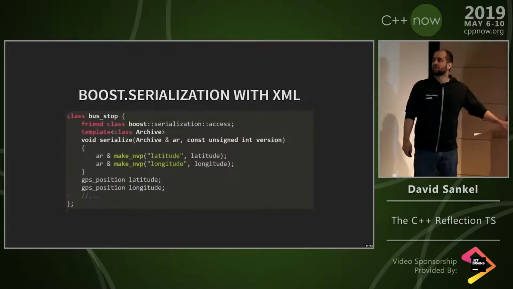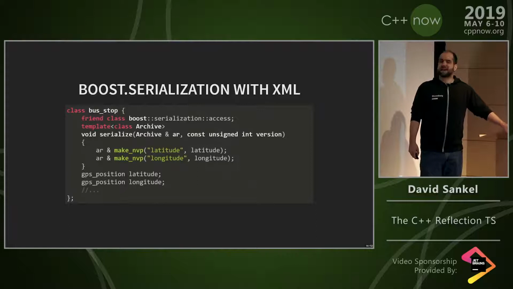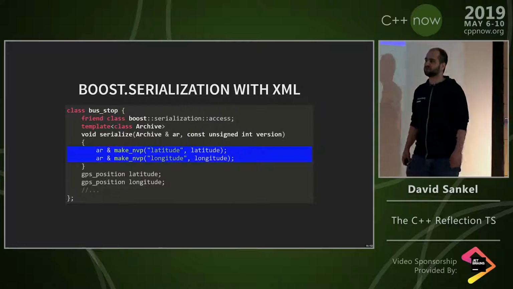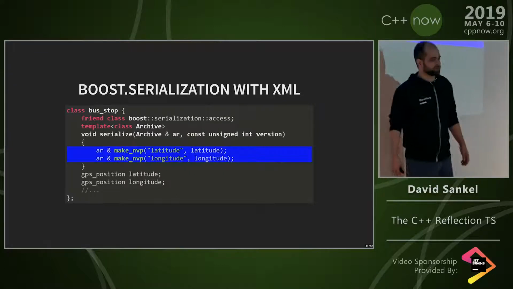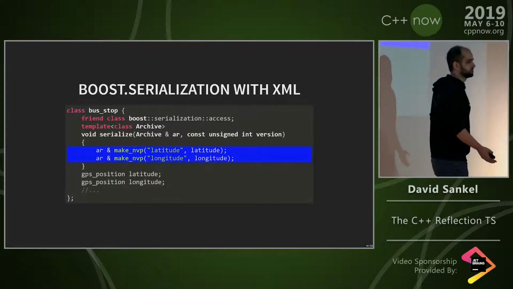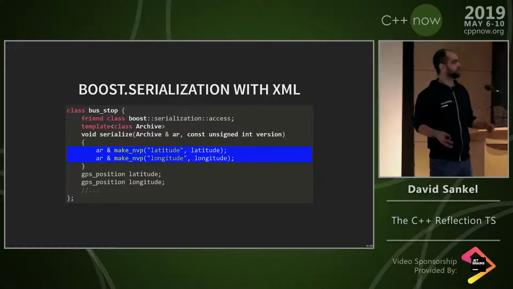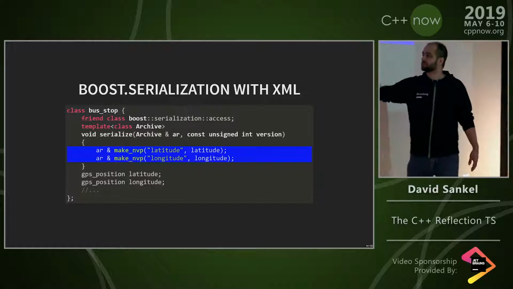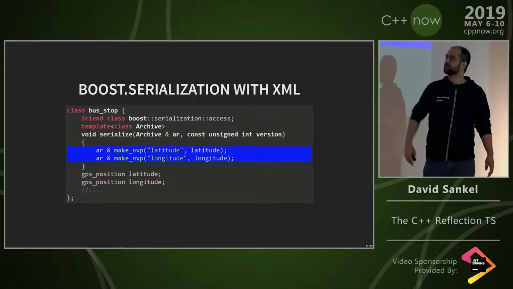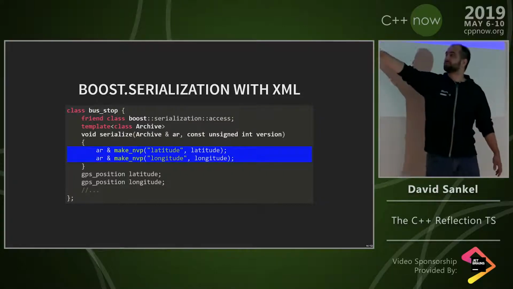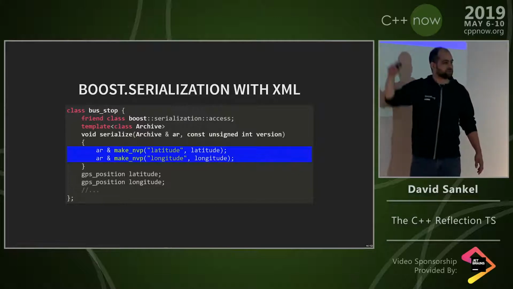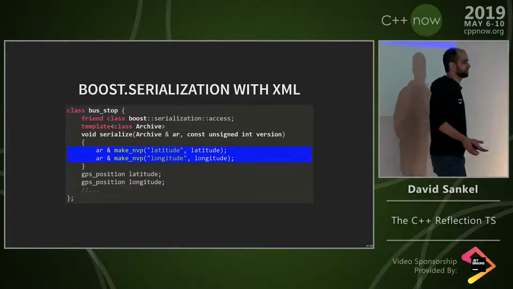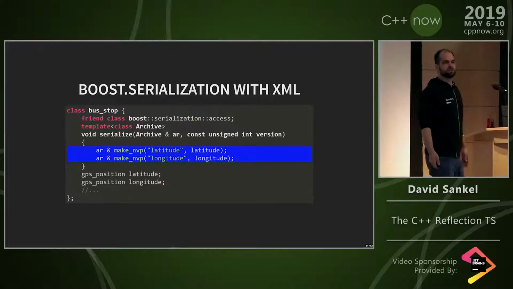Now, if you want to use XML, you have to do some more work. Because if you're serializing to XML, not only do you have to know the value of these data members, but you also need to know their name if you want to have decent tag names in your XML. So they invented this make NVP thing where you pass in the name of the type and then the actual value of the type, and now you have enough information to be able to serialize to XML. But look at all that repetition there.